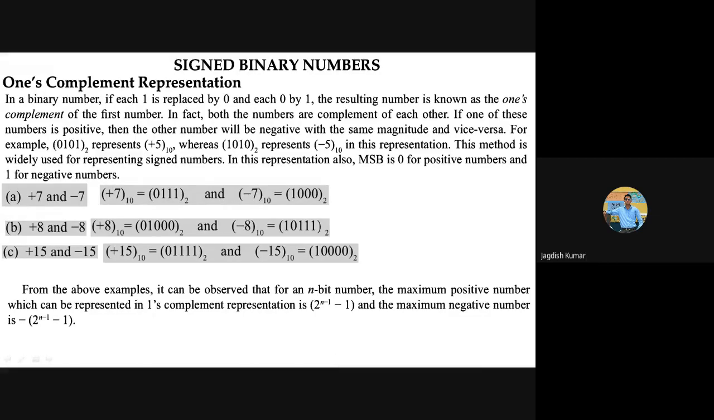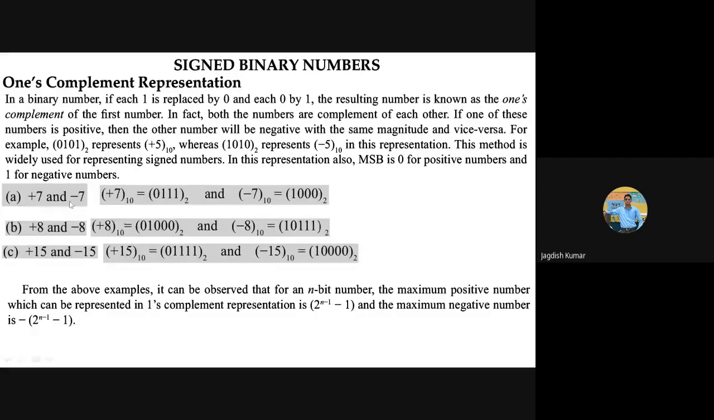One thing which is interesting here and you should notice from all these examples which we discussed is this: if you have an n-bit representation system, what is the maximum size of a positive number that we can represent in one's complement representation? That is going to be 2 raised to the power n minus 1, minus 1. So this n minus 1 is in the power.